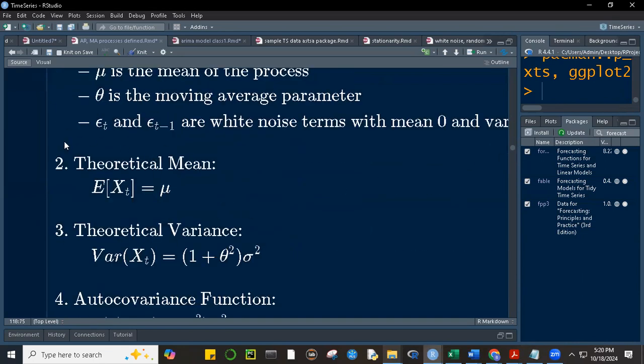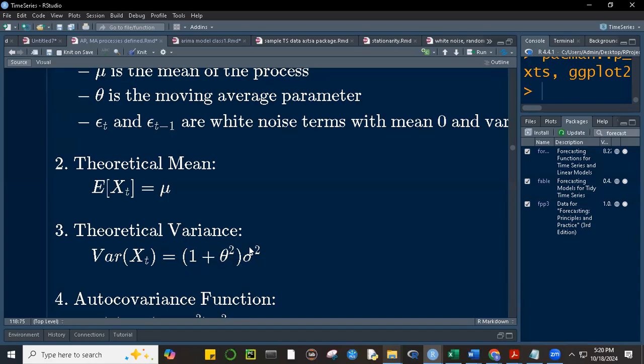Okay, theoretical mean, sabi ko nga, di ba? Is equal to mu. Given na yon dun sa model. Tapos theoretical variance is 1 plus theta squared times sigma squared. So you can see here, class, that yung theoretical variance talaga ng MA1, mas malaki talaga kaysa sigma squared. Kasi 1 plus theta squared will be greater than 1, di ba?